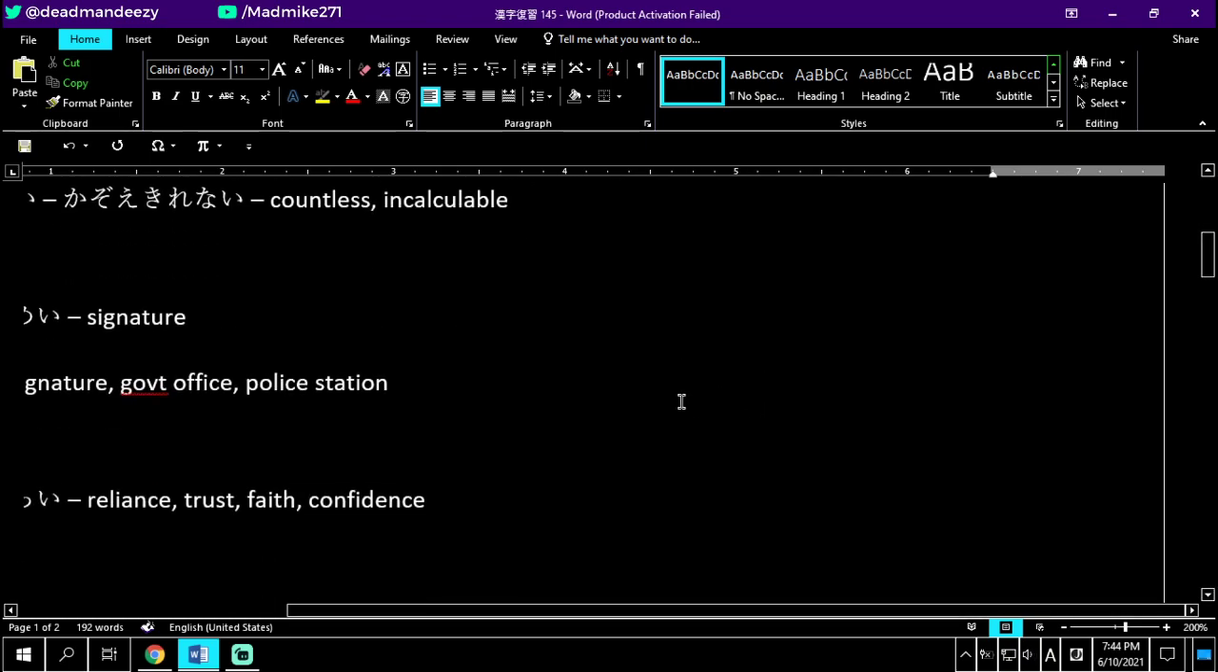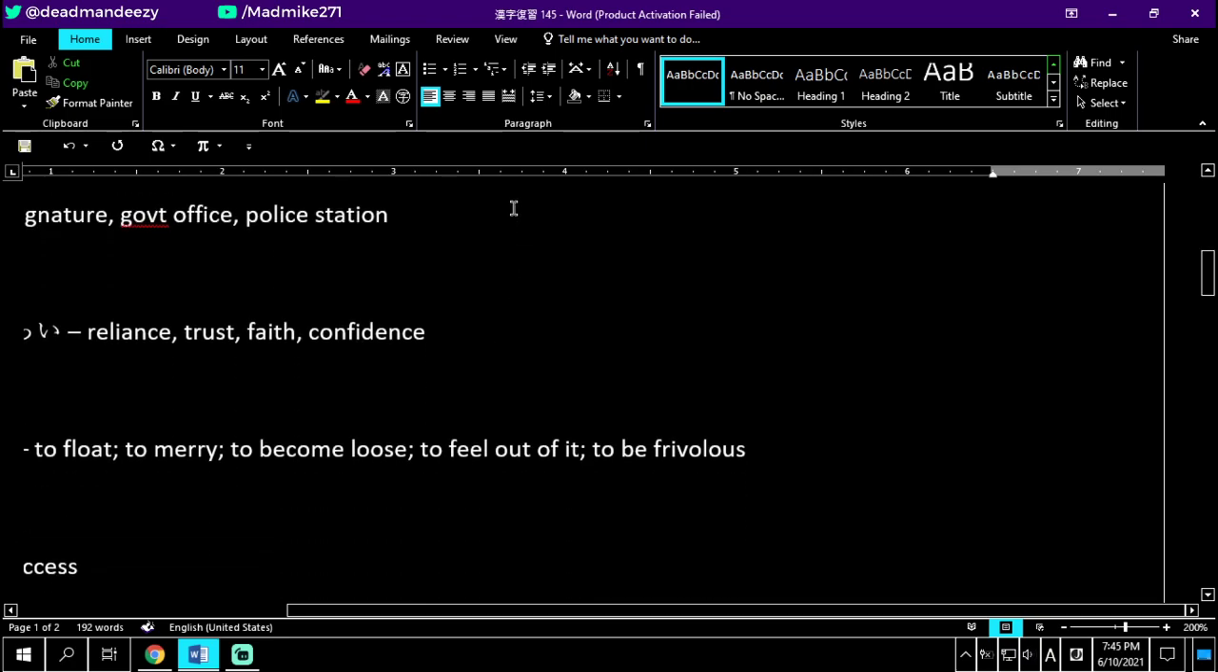Next is signature, which is 証明. The word also means a police box or a government office. They will catch you with your 証明, signature. Next is reliance, trust, faith, or confidence, which is 信頼.